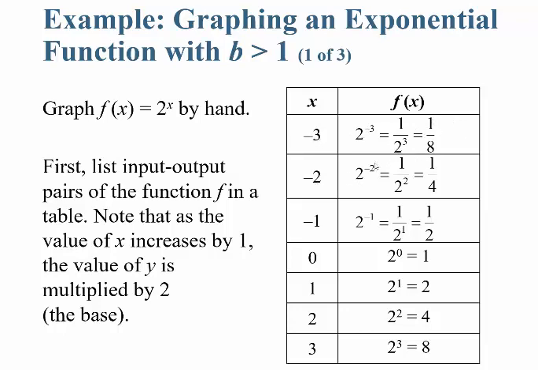See the same thing with the squared term, right? Comes down, makes it positive, it's 1/4. -1 comes down, makes it positive, is just 1/2. You plug 0 in, right? Anything to the 0 power is just equal to 1. Then 2 to the first power is just 2. 2 squared is equal to 4. 2 cubed is equal to 8. So note that as the x value increases by 1, the value of y is just multiplied by 2, the base. So it looks like we have some fractions, 1, and then some positive numbers.